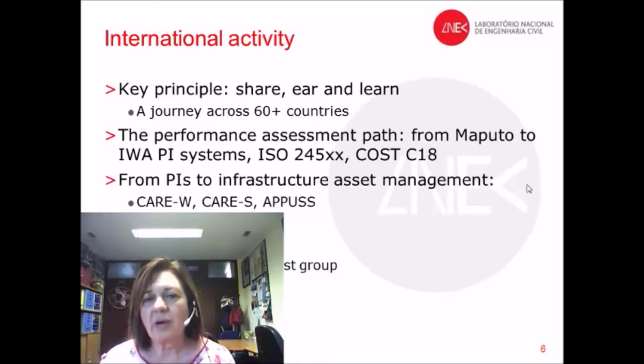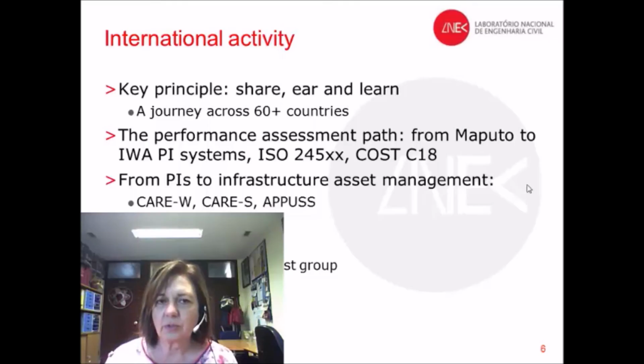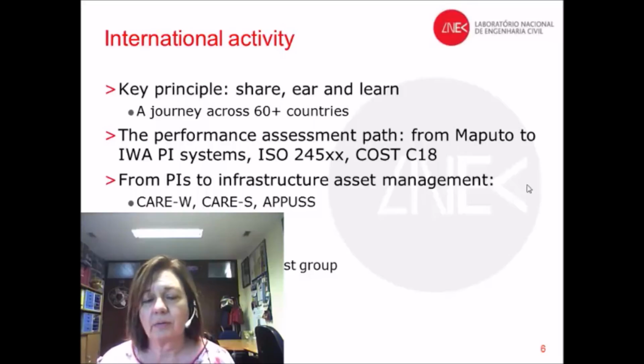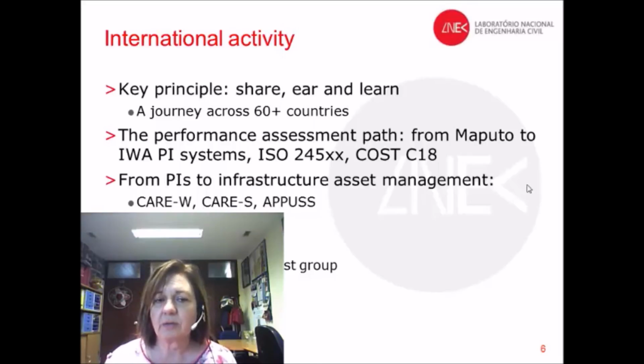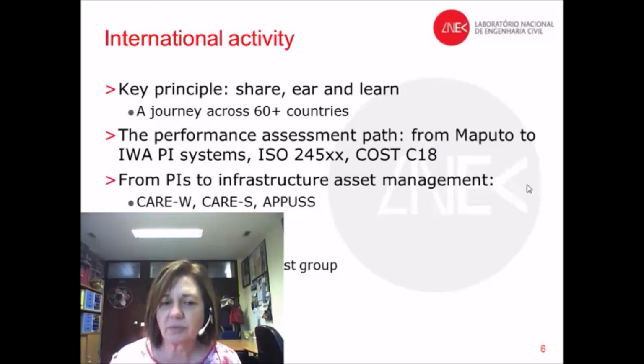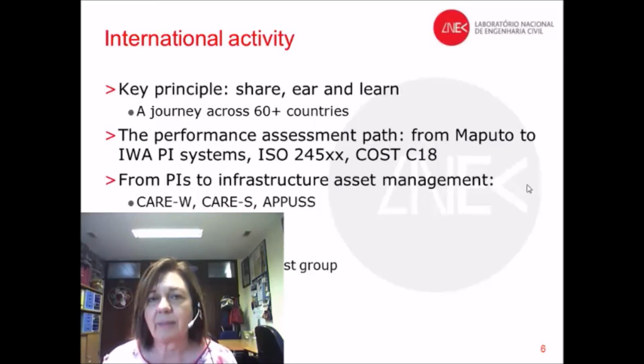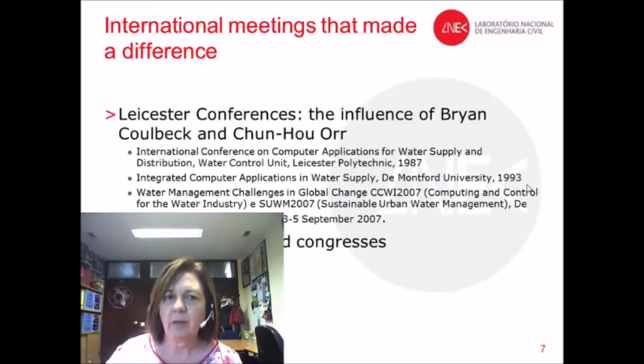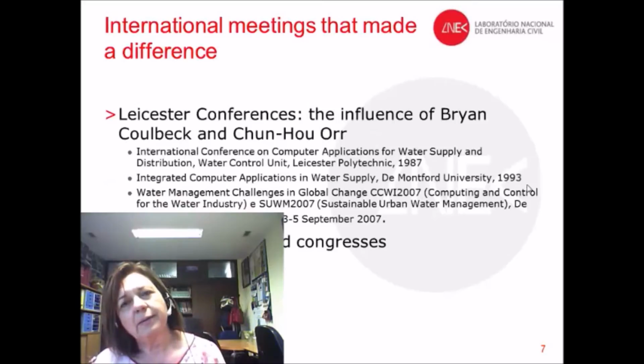We also naturally moved from the performance assessment group to the creation of a specialist group within IWA called the SAM, the Strategic Asset Management Specialist Group. This was created in 2007, and I have chaired that group since then. Still telling you a little bit of the story of the international meetings that have made a difference.